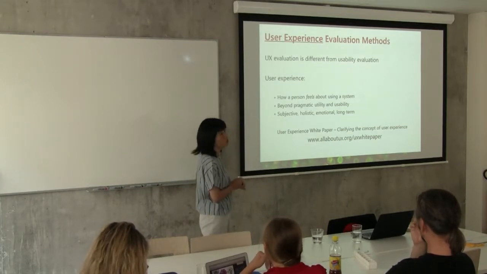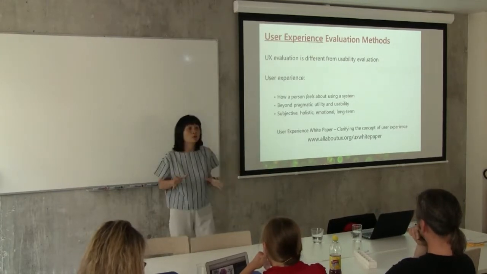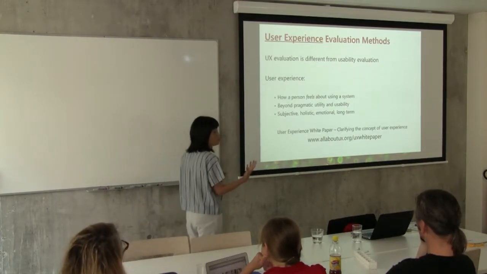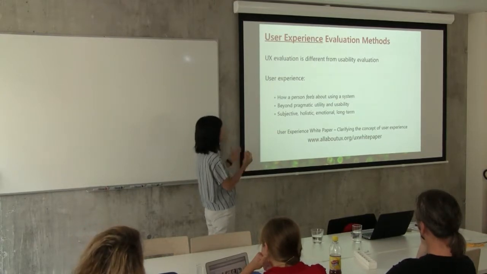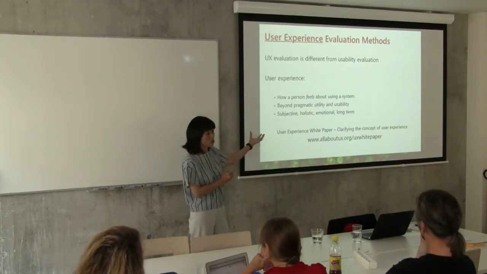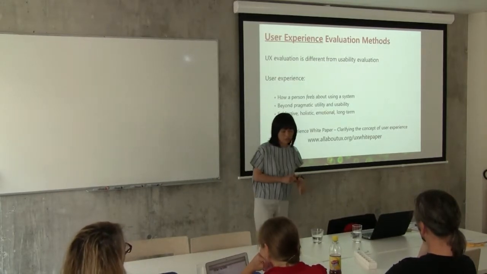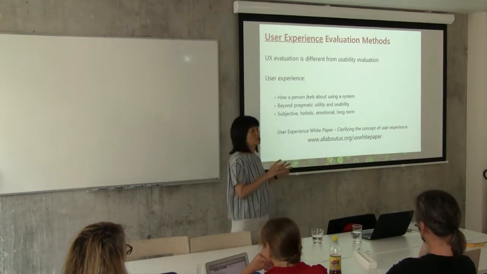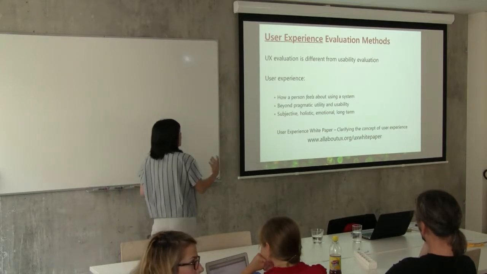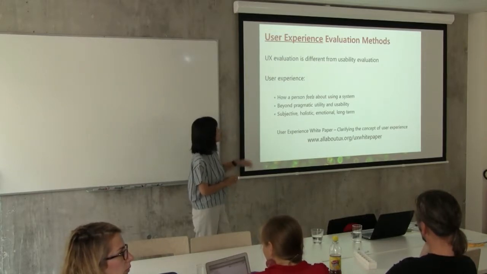So why is it different from usability evaluation? Basically, in UX we focus on how a person feels about using a system. Not only the pragmatic reason, whether you can fulfill the goal of doing certain tasks, but we also care about how they feel about it. We go a step beyond the pragmatic utility and usability. You don't just measure the task completion rate, the time on task or the number of errors. You also care about the users' feelings, the emotional response. So it's somehow quite subjective.